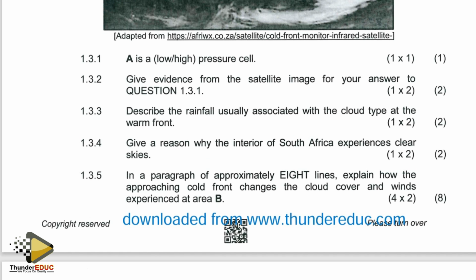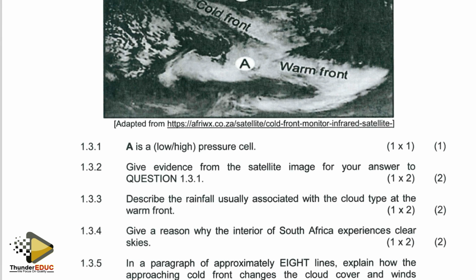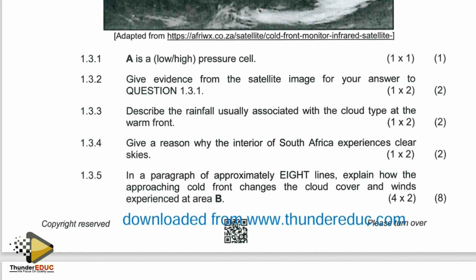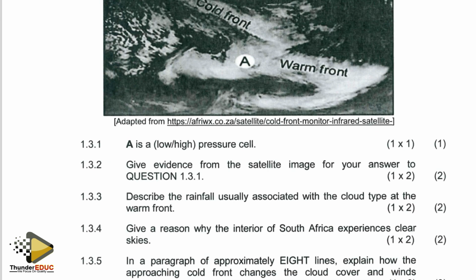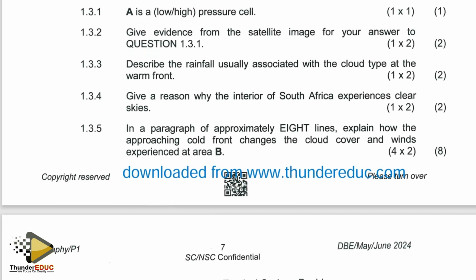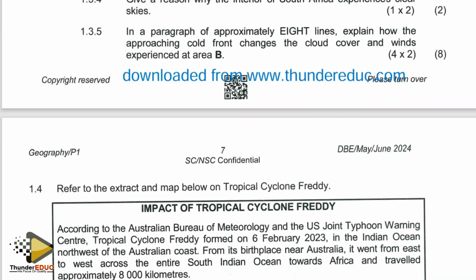Then with the wind changes, we are looking at the wind speed increasing with the coming of the cold front, and also the winds will become stronger as the cold front approaches. And with the near approach of the cold front, we will tend to have gusty winds when the front is just coming, and that has the potential of causing harm. That's basically how the wind is also going to change over that particular point B. Right, that is our question number 1.3.5.